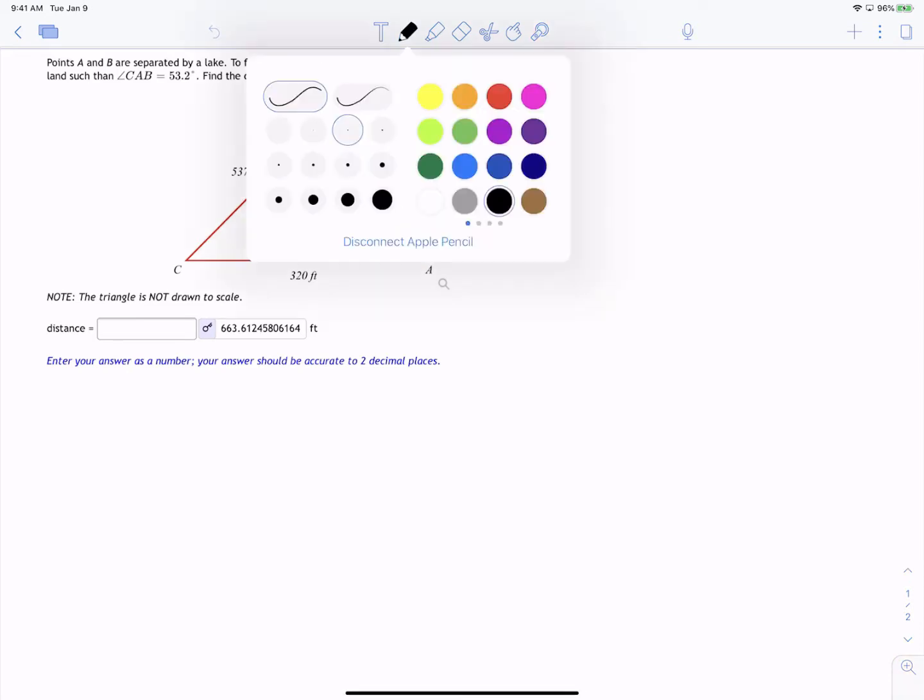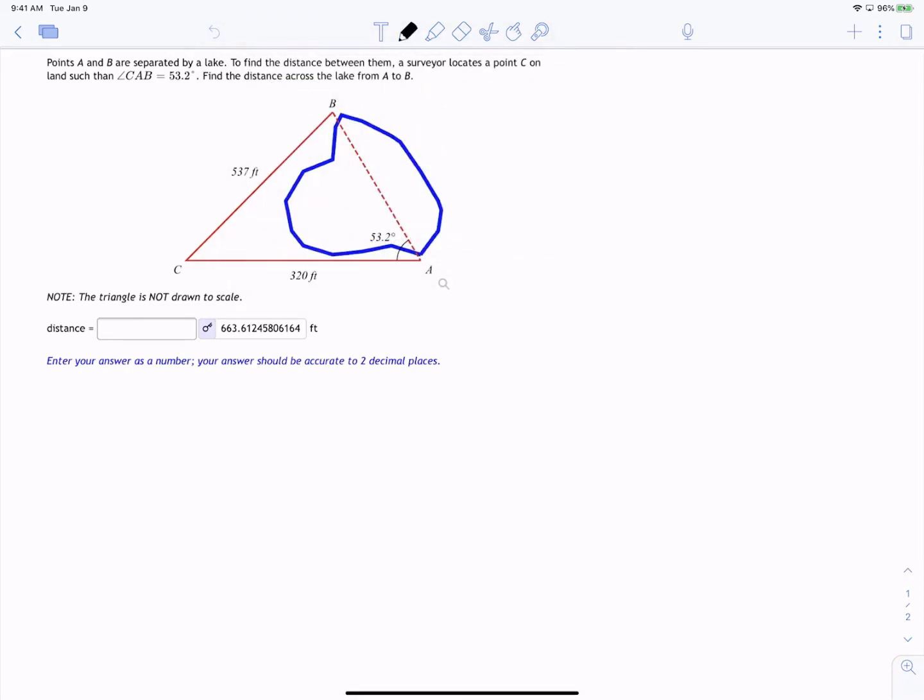Okay, so there's a couple of things that we may need to understand. The first thing is when they give you two sides and one angle, and we can see that it's not going to be a perfect right angle, we'll go ahead and have to use the law of sines.